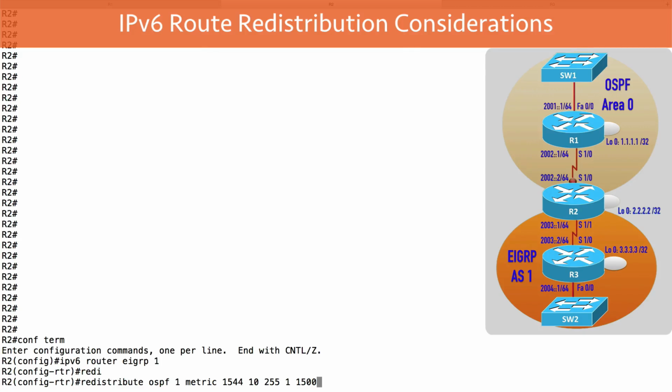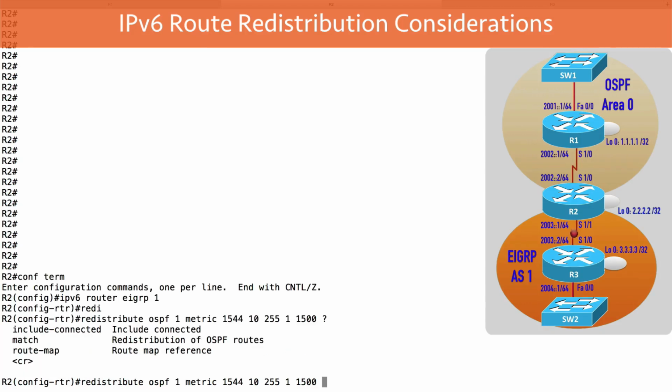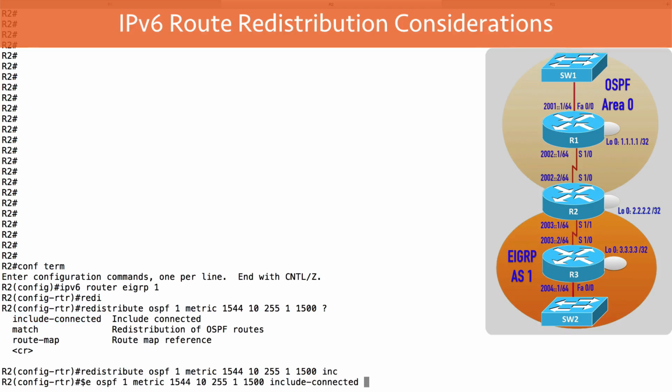And if I were setting up route redistribution for IP version 4, I might be done right now. However, here I want to give this extra option. I want to say include-connected. What I'm saying is I want to redistribute networks from any interfaces on this router that are enabled for OSPF. Those networks are not in the IP routing table because they were learned via OSPF. They're directly connected networks. But I do want to redistribute those, and to make that happen, I say include-connected.